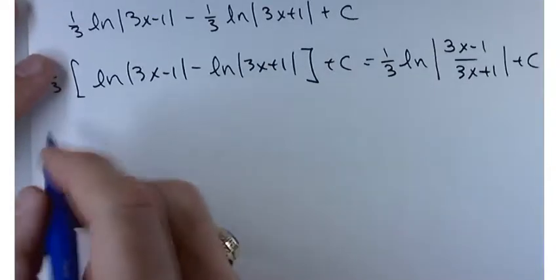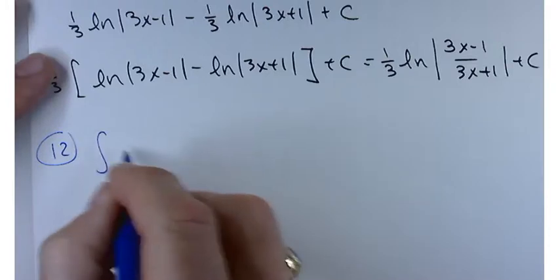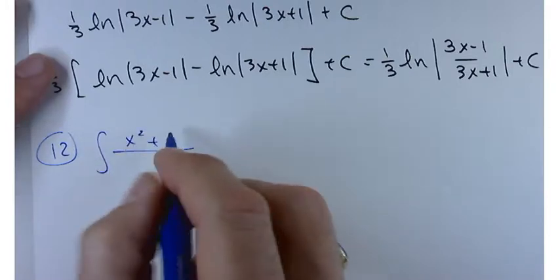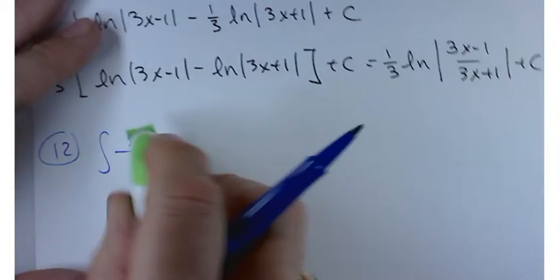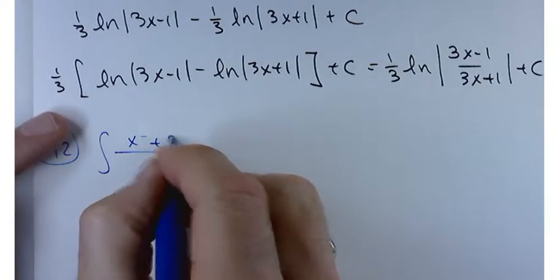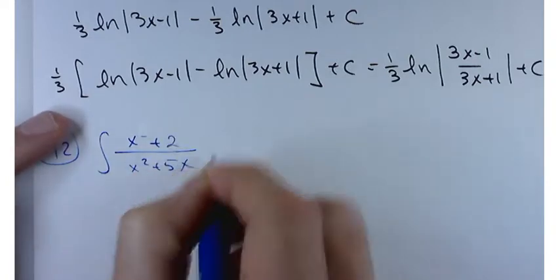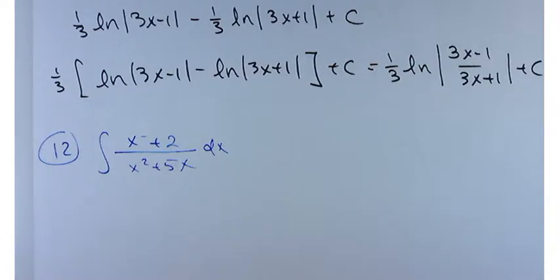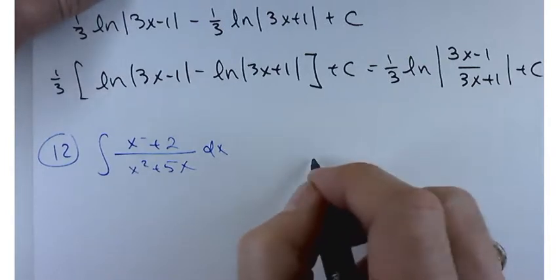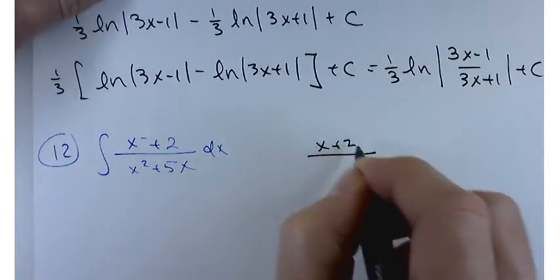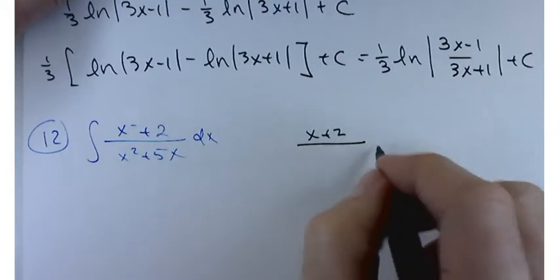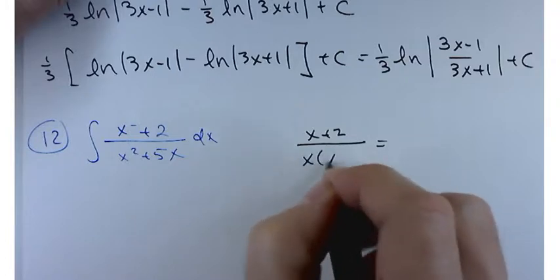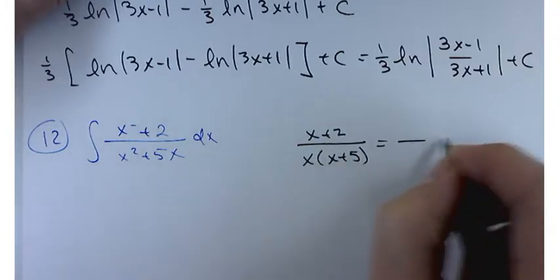Let's try problem number 12. The integral of x plus 2 over x squared plus 5x dx. Now, it's probably helpful as we work with this to think of this in its factored form. How can I factor x squared plus 5x? Thank you. x times x plus 5. Just factor out the GCF.